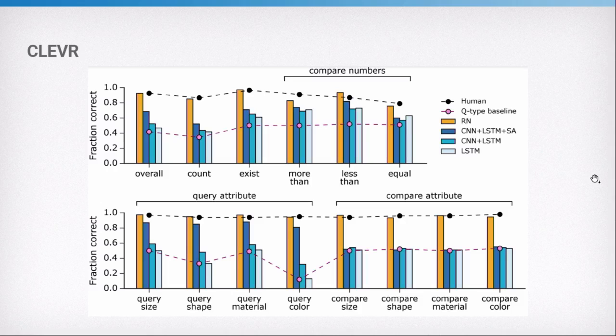So here are the results. Just to orient you, the black dashed line is the human baseline. The pink dashed line is the Q-type baseline, which is just based on the answer statistics for each question type. We have the overall score here in the top left, and we can see that we are at human performance on this particular task. And importantly, I'd like to direct you to the bottom right over here.